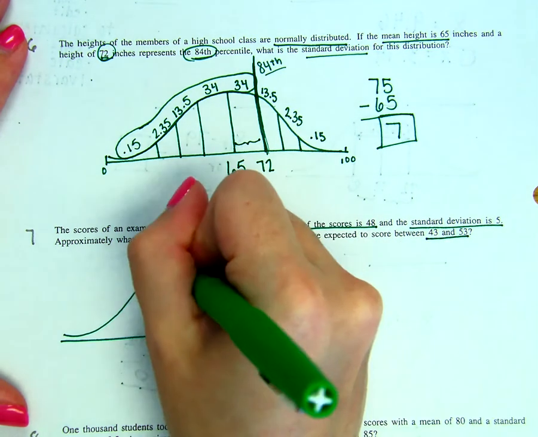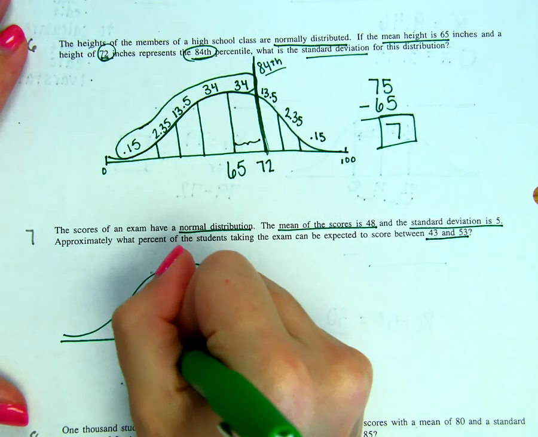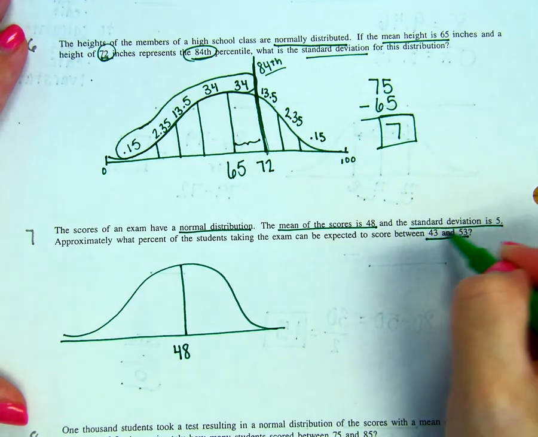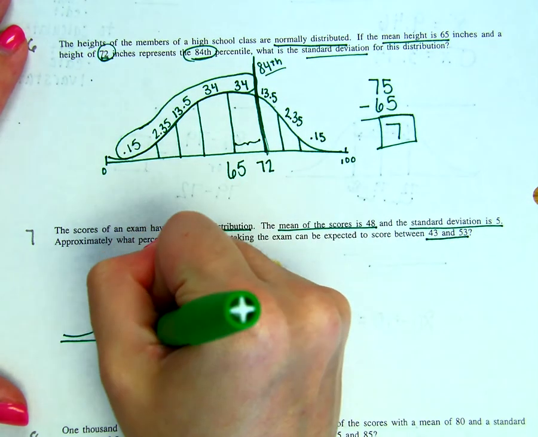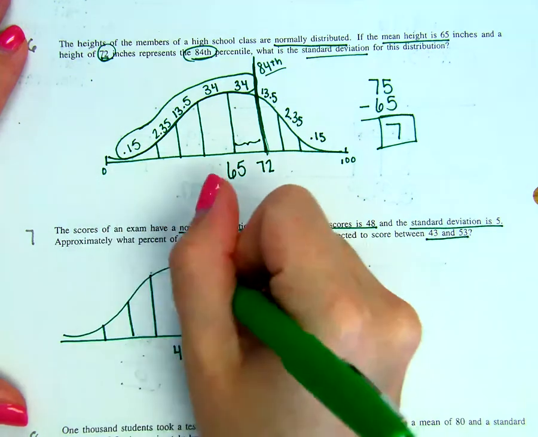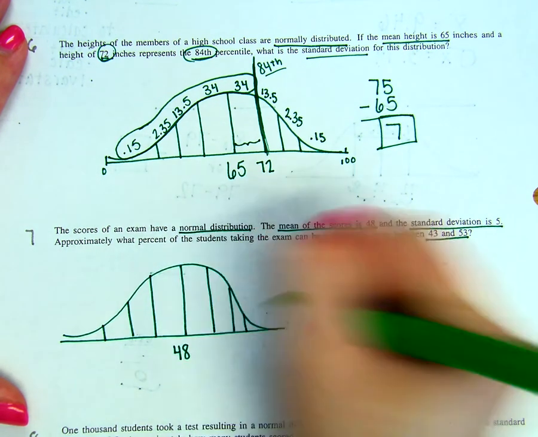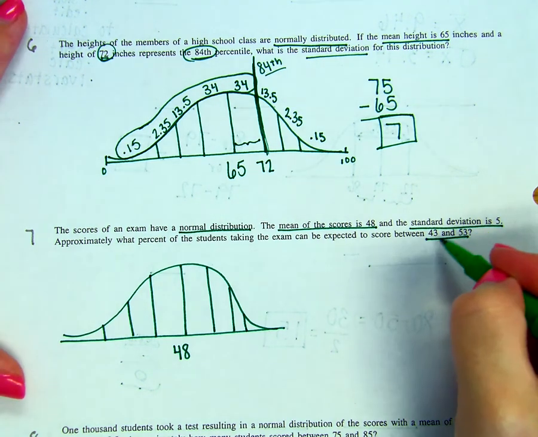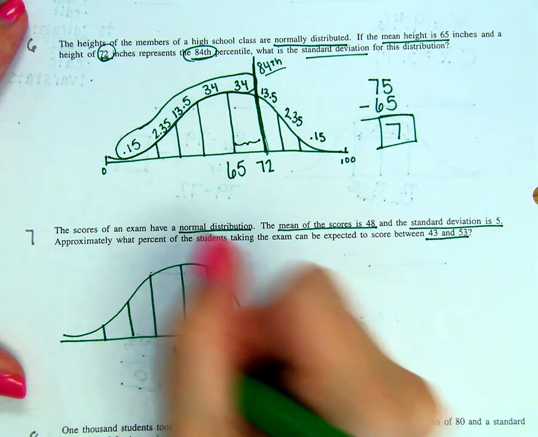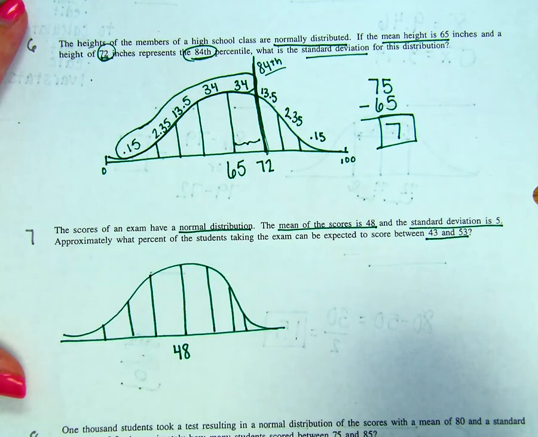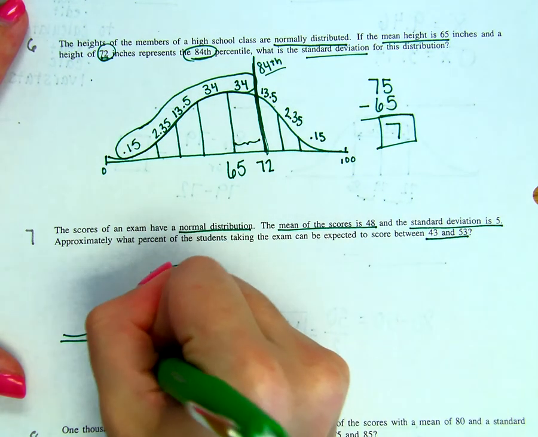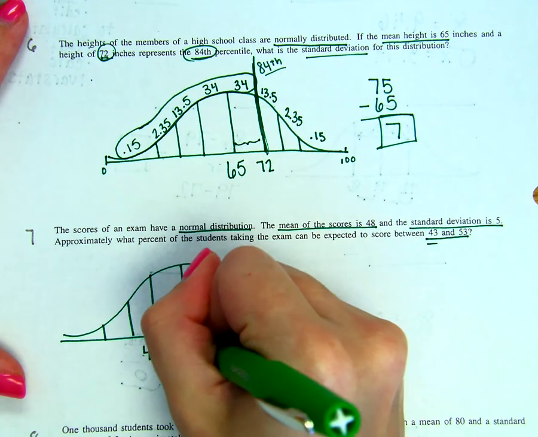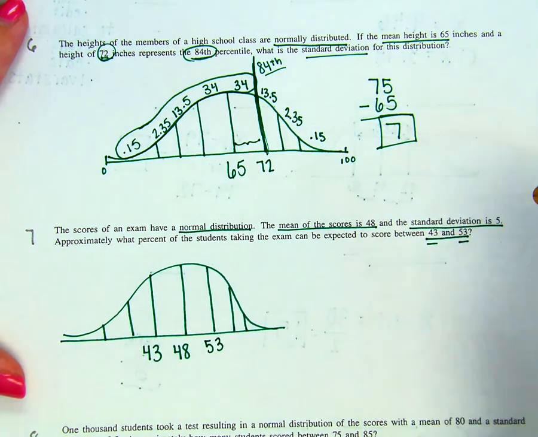So we have our mean of 48 and our standard deviation of 5. Now we don't know where 43 and 53 are going to lie, so let's go ahead and fill in the 3 numbers to the left and the 3 numbers to the right, and then we can find the 43 and 53. So if we subtract our standard deviation, 48 minus 5 is 43. Oh, look, there's that 43. And then if we add it on the right side, oh, look, there is our 53.